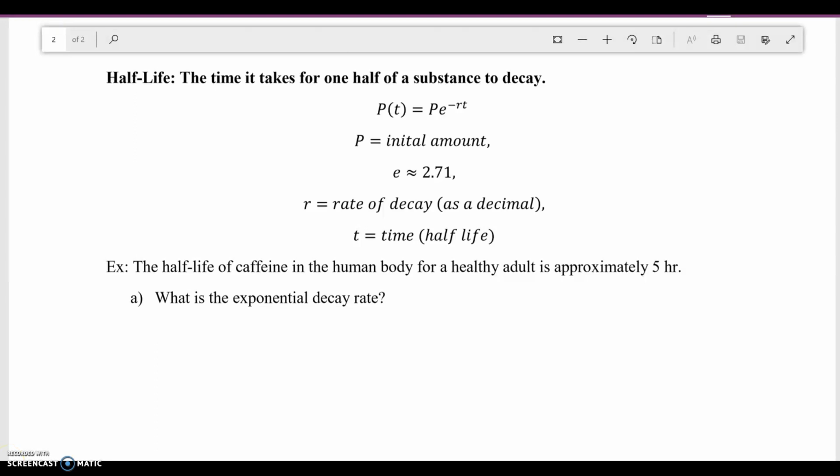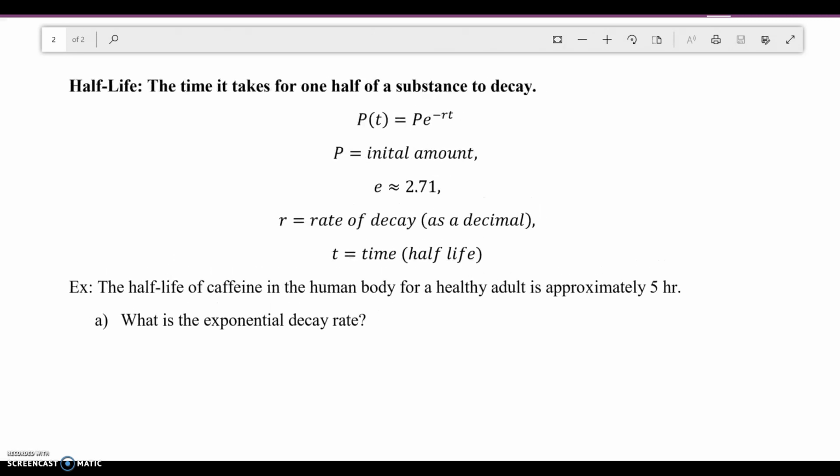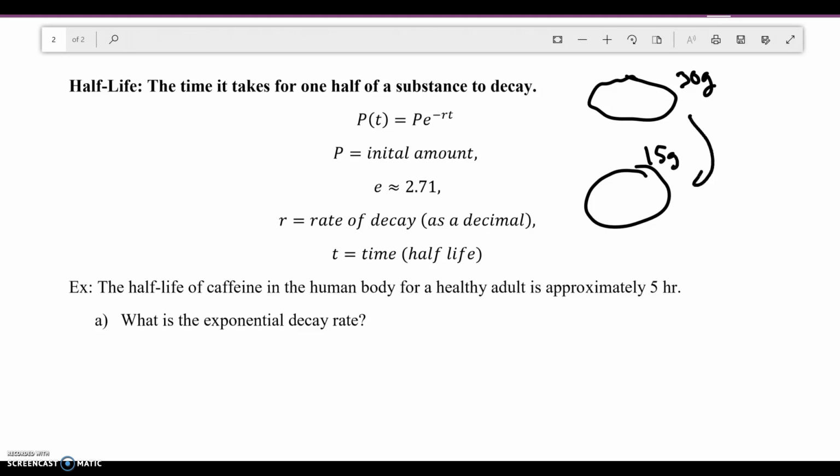Here is the last of the application problems. So half-lives are basically just the time that it takes for one half of the substance to decay. If I have, for example, 30 grams of some substance, then the time that it takes for it to go to 15 grams is what we call the half-life. So this T is what we're going to call the half-life.